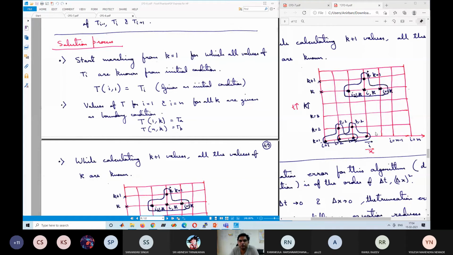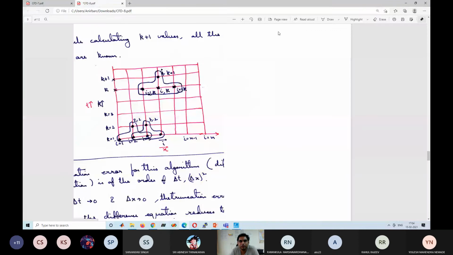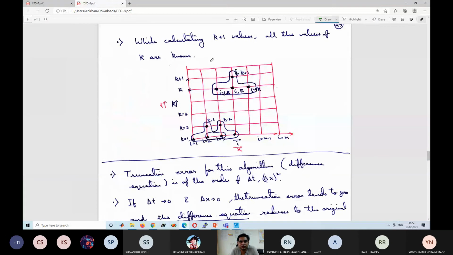So what is not known to us in that case? Only the internal points, right? Only these points. The points within this green area are the unknown values for us. All the points outside this green area are known, or is it not? Can you confirm that all the values outside the green area are known?